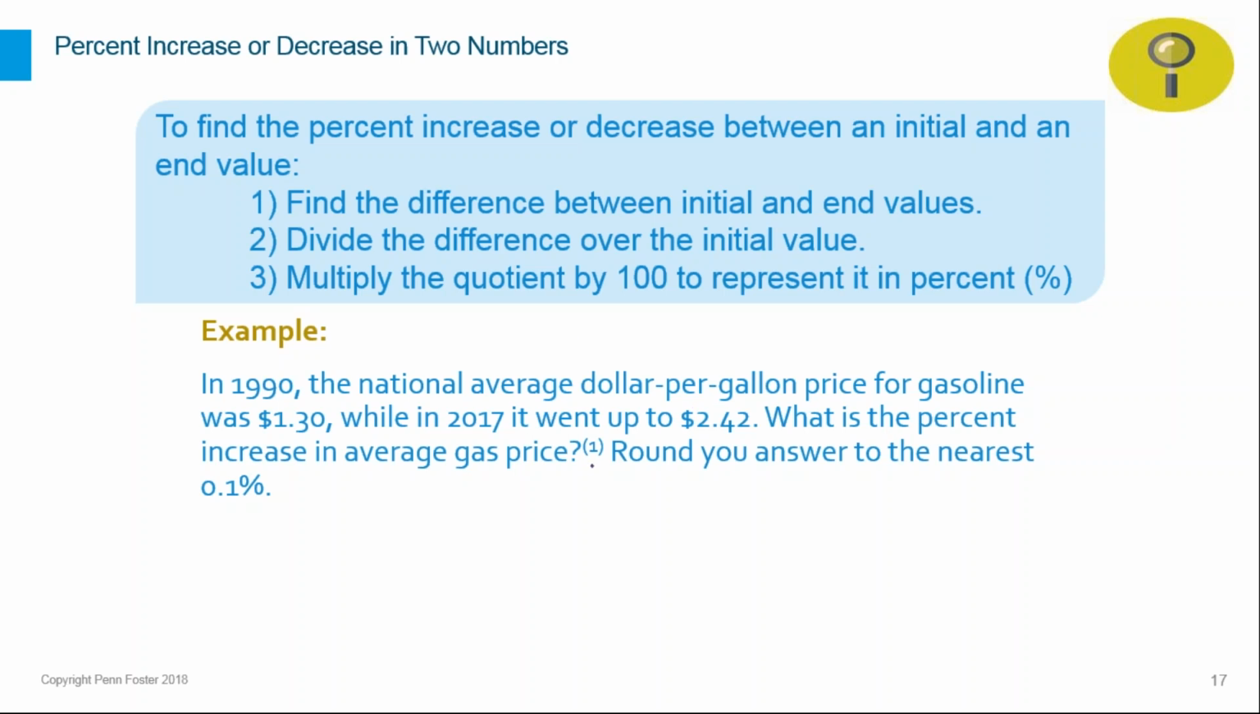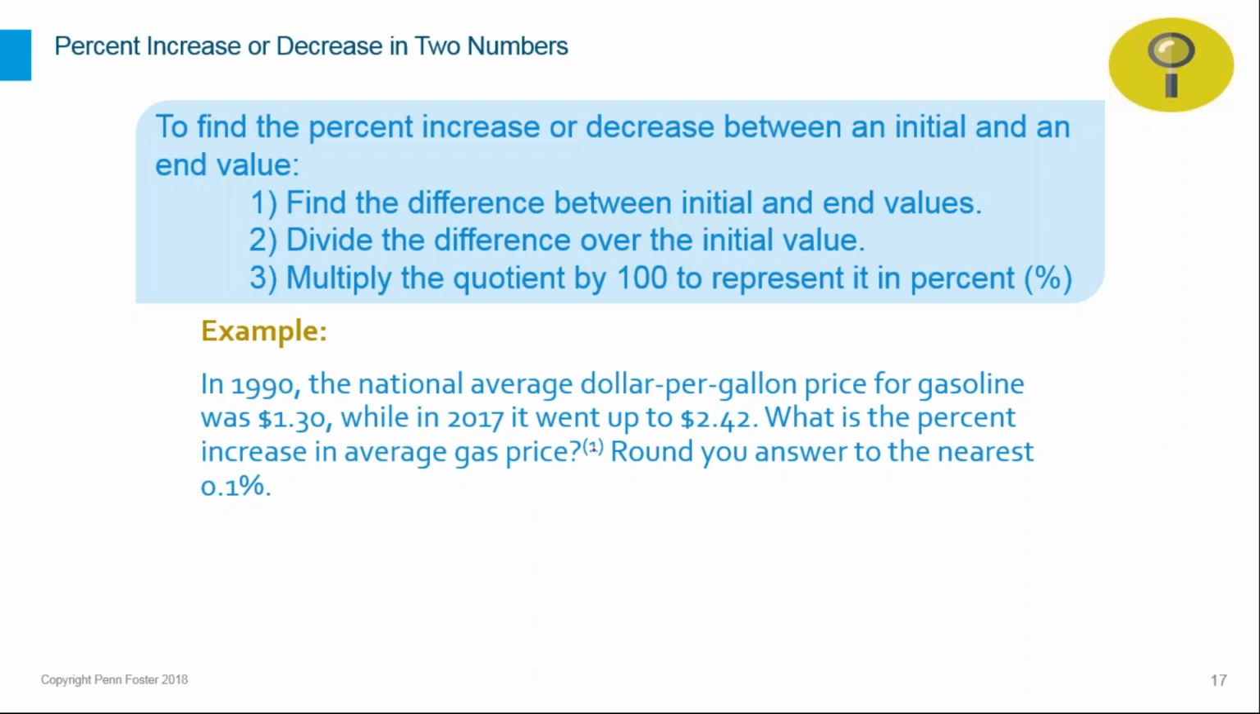And that information was brought from resources I'm going to share at the end of my webinar. That's why you have the little one here. So what is the initial value? The initial value was the price of the gas, or the dollar per gallon price, back in 1990.